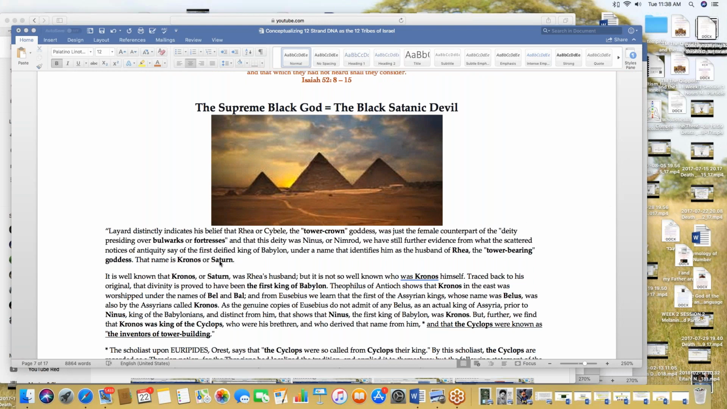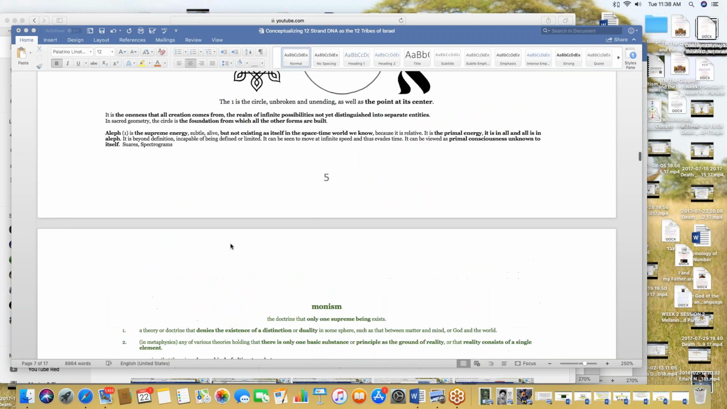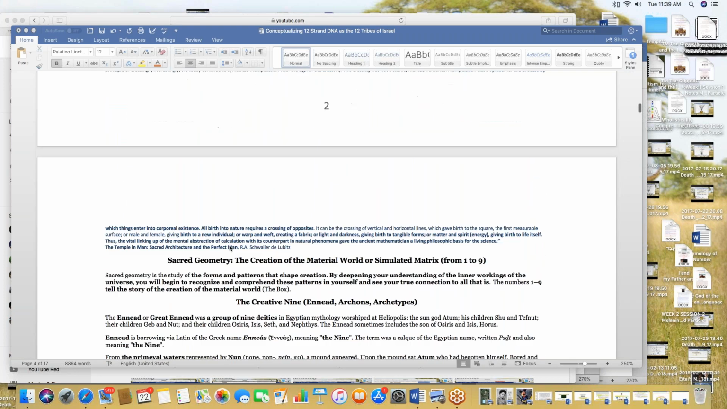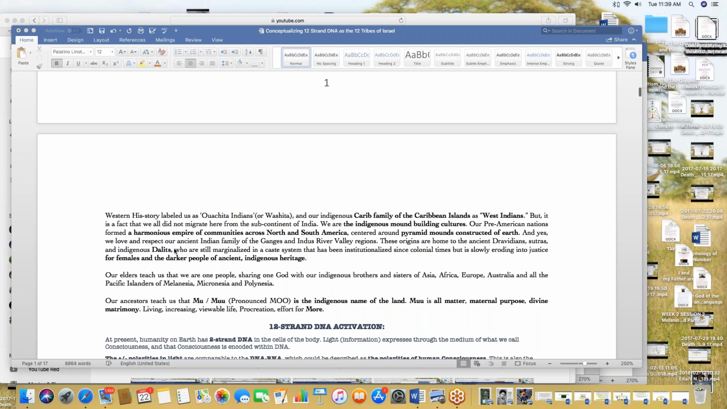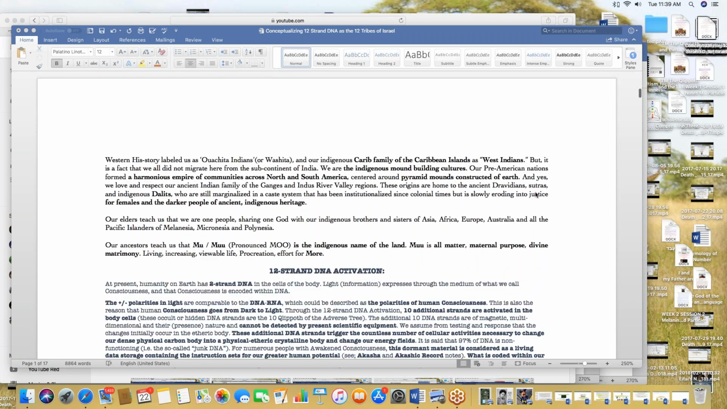Yeah. Layard distinctly indicates his belief that Rhea, or Cybele, the tower crown goddess, was just the female counterpart of the deity presiding over bulwarks or fortresses. Now, remember, we just read, our forefathers told us, when talking about the city of Mu and Mur, that the Dalits in the Indus and Ganges River Valley were marginalized in a caste system that has been institutionalized since colonial times, but is slowly eroding into justice for females and the darker people of the ancient indigenous heritage.